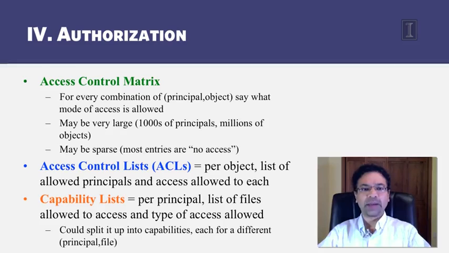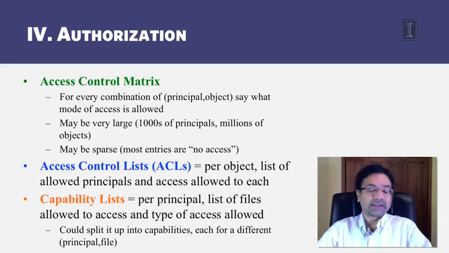This is known as the access control matrix, where every row of the matrix corresponds to a principal and every column corresponds to an object. So the i, jth entry in this matrix is maintaining information about whether the ith principal is allowed to access the jth object, and if so, in what mode. However, this matrix may be very large. There might be thousands of principals and there might be millions of objects in the system. Also, a lot of the entries in the matrix might be empty. It might be a sparse matrix, because in most of the principal comma object pairs, the default entry might be no access, right? So this is a lot of wasted space.